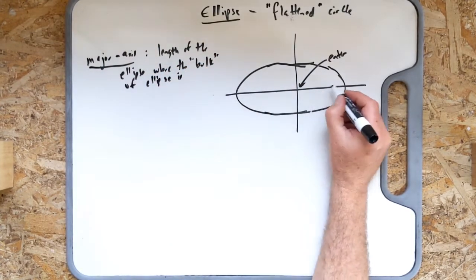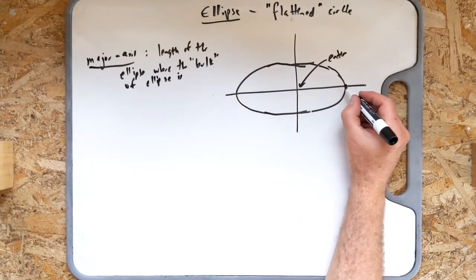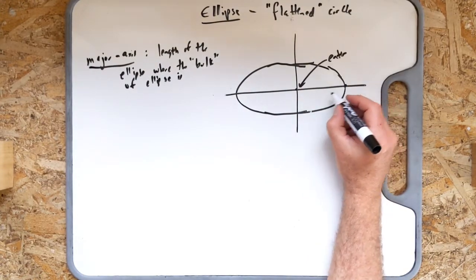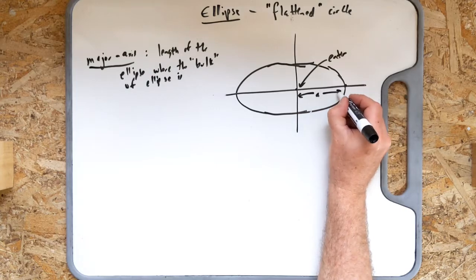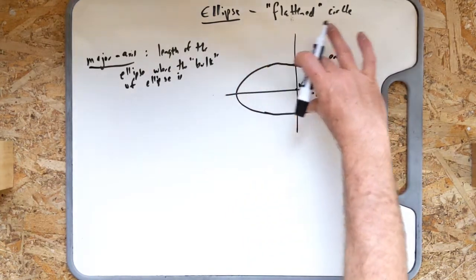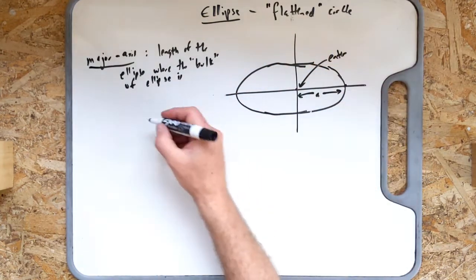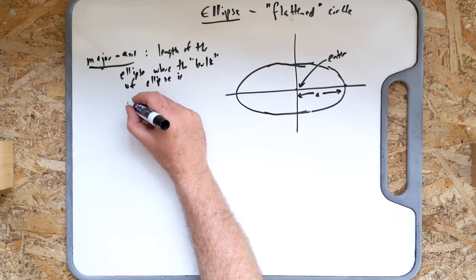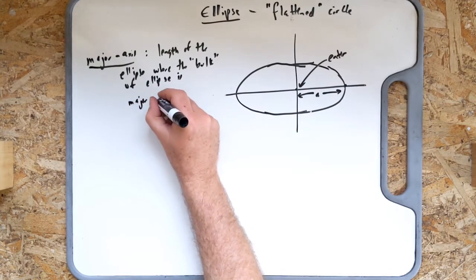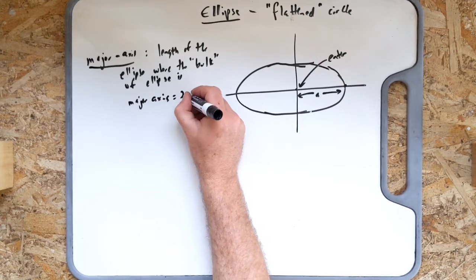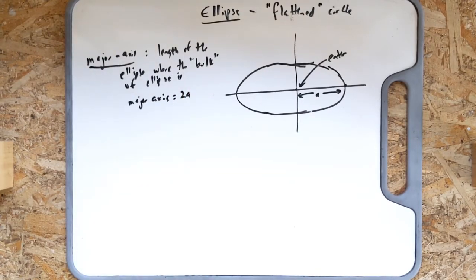So in other words, if this is A, right here, 0 to A, let's say it's around 0, 0, this is A. The bulk of the ellipse is this way, as it's a horizontal one, and therefore the major axis is simply 2A, 2 times A.